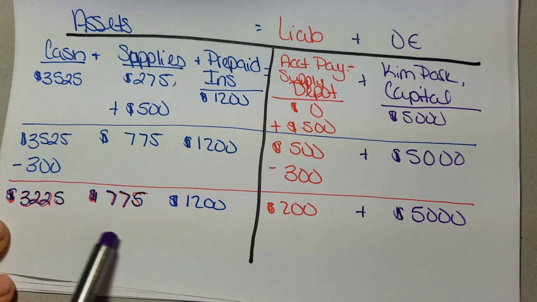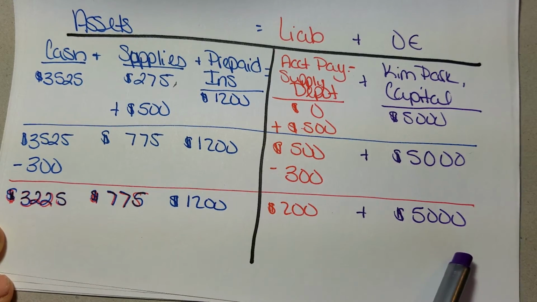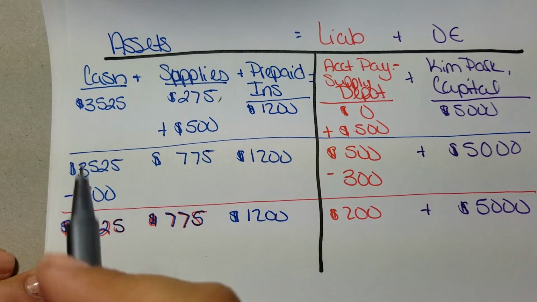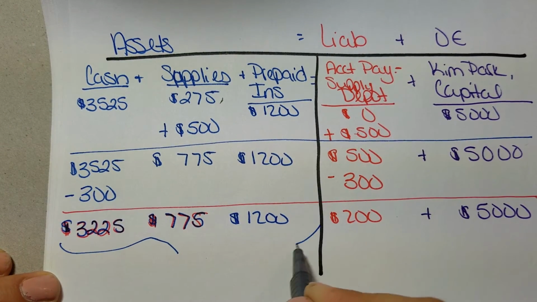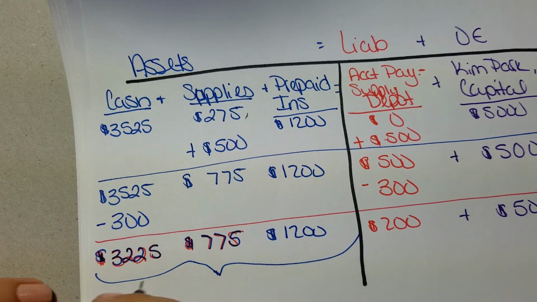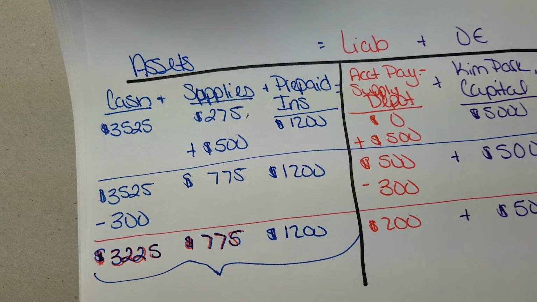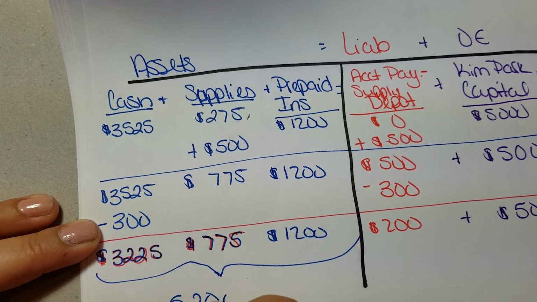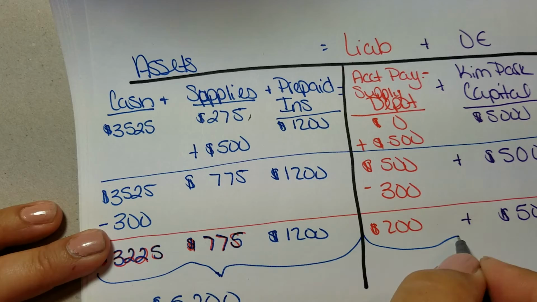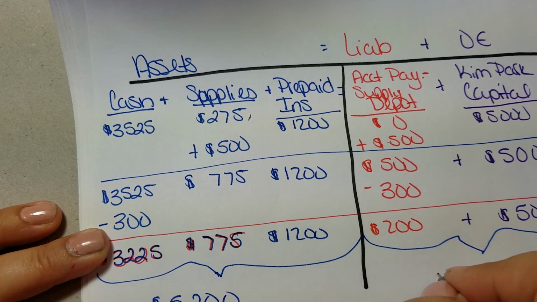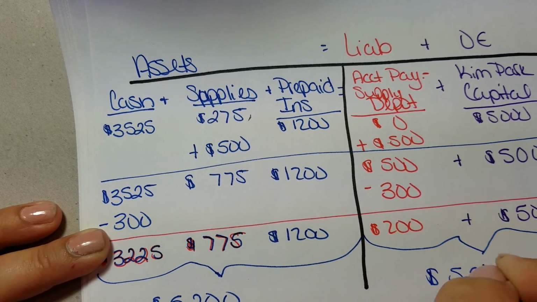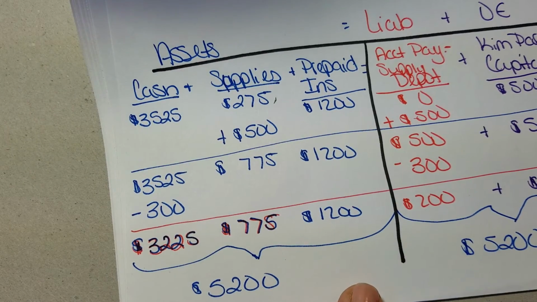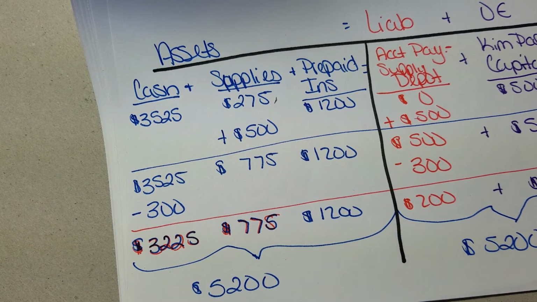So just make sure and double check after every transaction to make sure that you are still in balance. Because I can add all three of these numbers together, and I can add those two numbers together, and I'm going to get the same thing. So if I add these together, I should get $5,200. And if I add these together, I should get $5,200. Okay? I hope my math is correct.